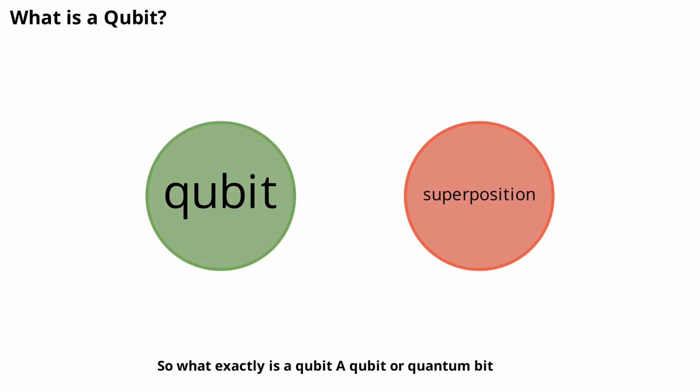So, what exactly is a qubit? A qubit, or quantum bit, is the basic unit of quantum information. Unlike a classical bit, which can only be in one state at a time, a qubit can exist in a superposition of both 0 and 1. This means it can represent both values simultaneously, vastly increasing the computing power available for certain tasks. Qubits are typically created using tiny particles like electrons or photons, whose quantum properties can be controlled and measured. Understanding qubits is key to grasping the power of quantum computing.